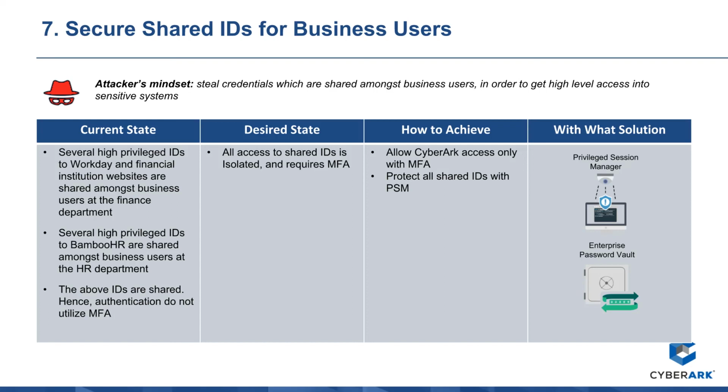So in a desired state, we want all shared IDs isolated and leveraging multi-factor authentication. We can do this when brokering access to the shared credentials through Enterprise Password Vault. Additionally, by using CyberArk's Privilege Session Manager to broker the connection, the end users can access the privileged account without ever knowing the password. So there you have it, the 7 steps of privileged account security hygiene.